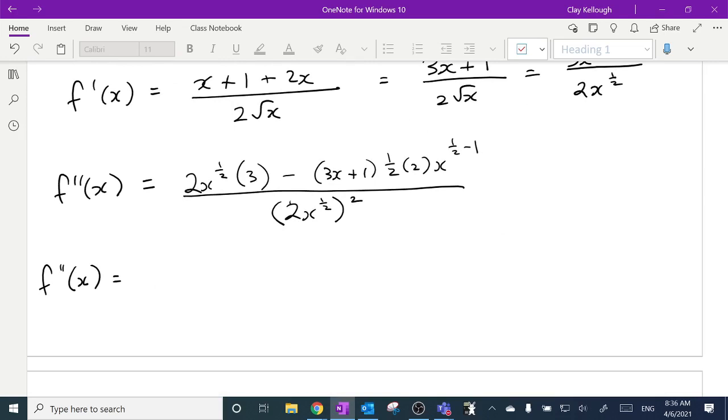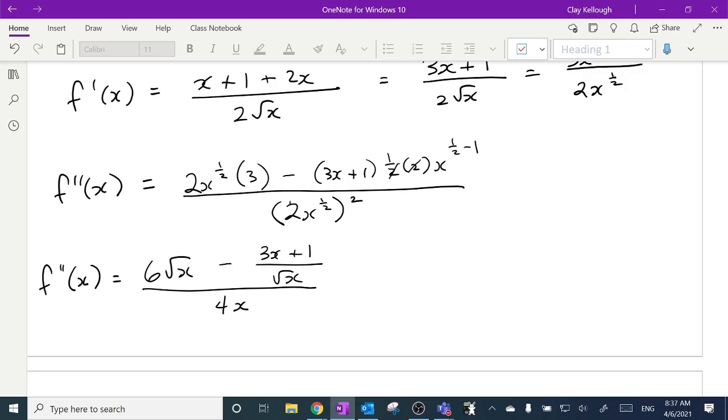But let's tidy this up a bit first. 3 times 2x to the 1/2 is like saying 6 root x. Then over here, a half times 2 just plain old cancels. And I'm going to get 3x plus 1 times x to the negative 1/2, which is like saying 3x plus 1 over square root of x. And when I square the denominator, I'm going to get 4x.